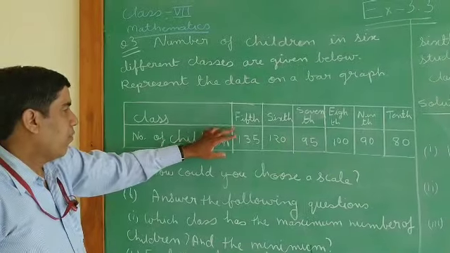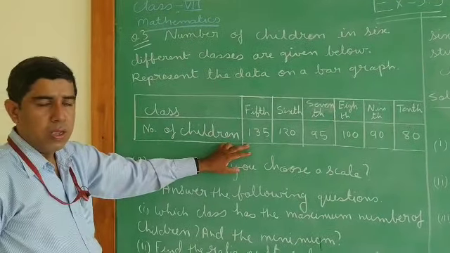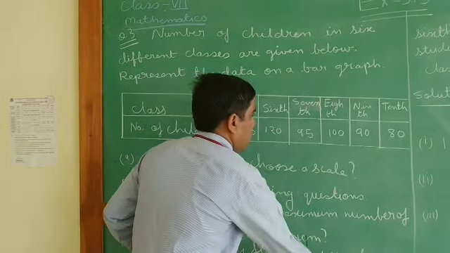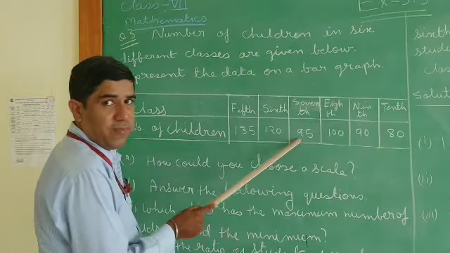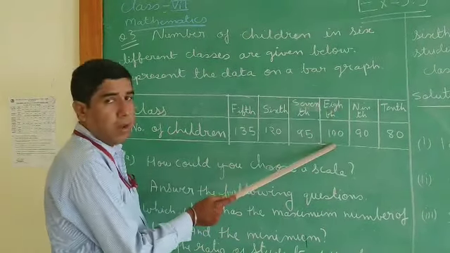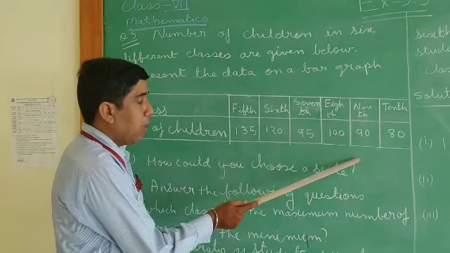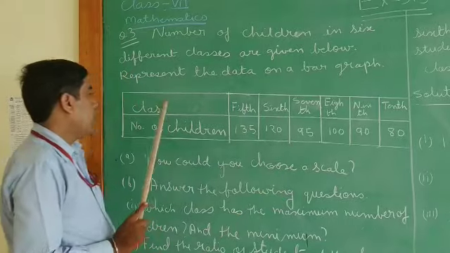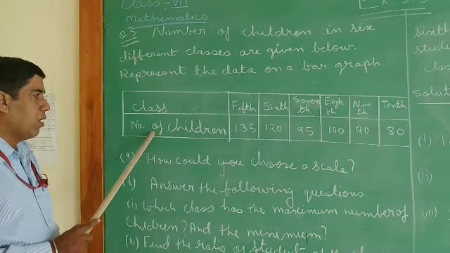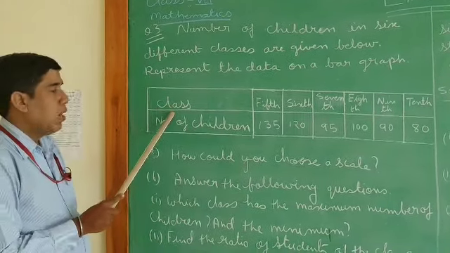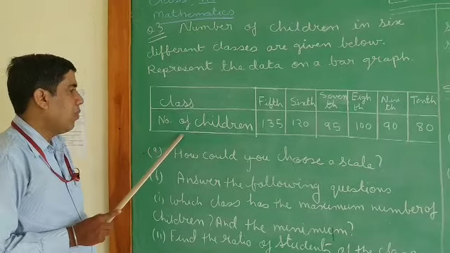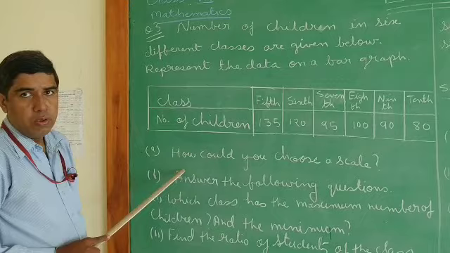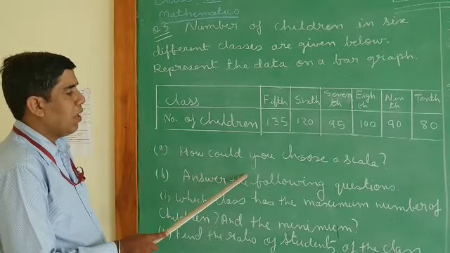Class 5th, how many children are there? It is 135. Class 6 it is 120, class 7 it is 95, class 8 it is 100, class 9 it is 90, and class 10 it is 80. You can see this is the class and this is the number of children. So class is independent, it will come on the x-axis, and the number of children is dependent upon the class, so it comes on the y-axis.